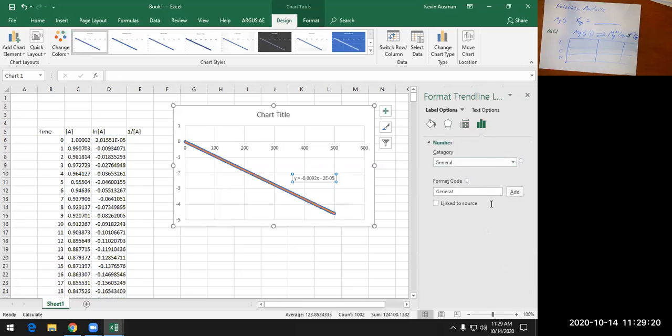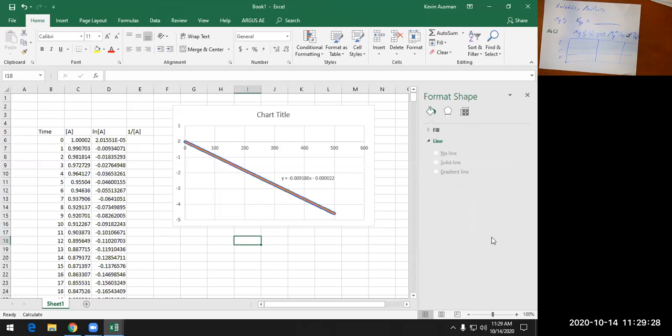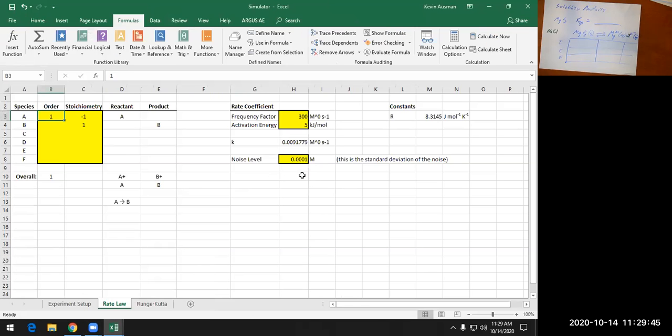We can change how many decimal places we see in the equation, and we see that we now have a slope of negative 0.00918. And so for the first order case, the negative slope is the rate constant. So let's see how close we are, 0.00918. Come back over here, 0.0091779. Pretty darn good.